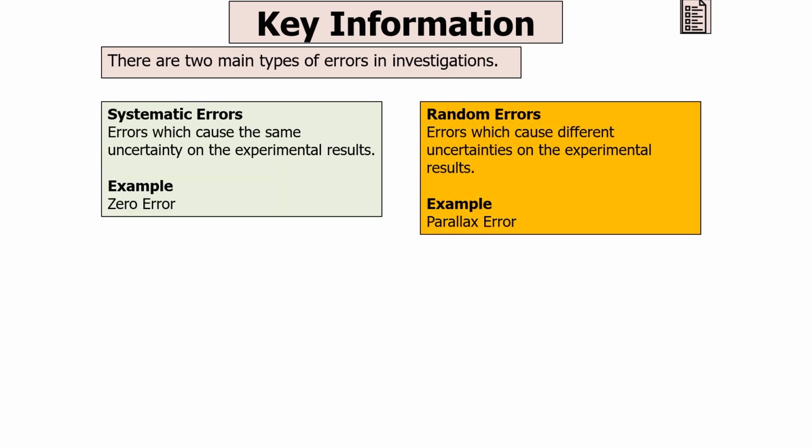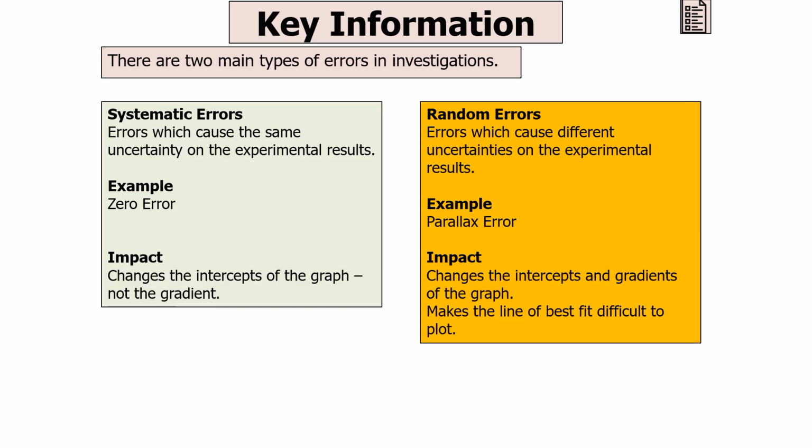Now, an example of a systematic error is a zero error, and an example of a random error can be a parallax error. The impact of a systematic error is that it changes the intercepts of the graph, not the gradient, but the impact of a random error is it changes both the intercepts and the gradients of a graph, so it makes the line of best fit difficult to plot.